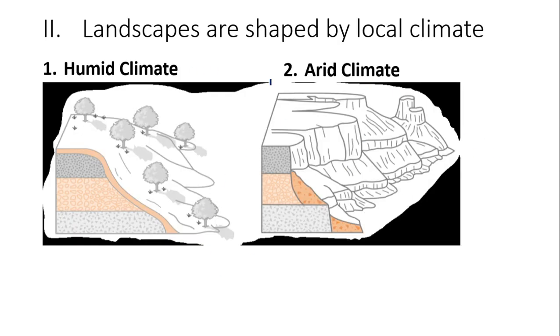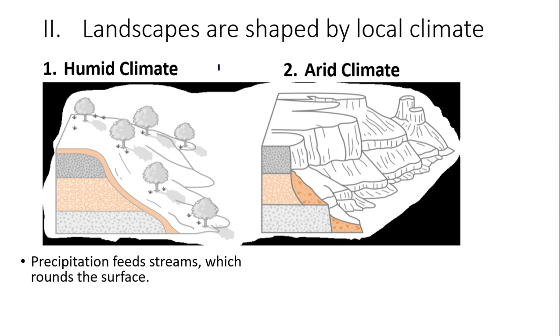So next, we have landscapes that are shaped or affected or created by different climates. So we talked about in the previous topic 8, the two different types of climates. So we have a humid climate here on the left, and we have an arid climate here on the right. Right? And if we remember, humid meant that it was going to be wet. So humid is a wet climate, right? Whereas arid is dry.